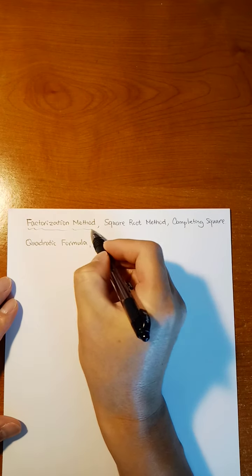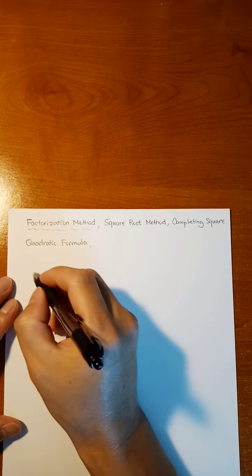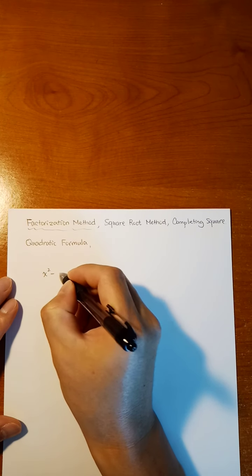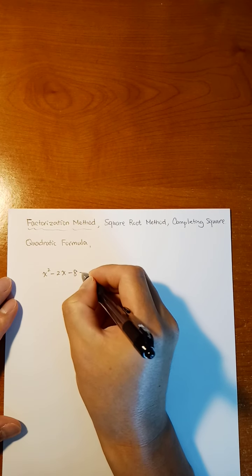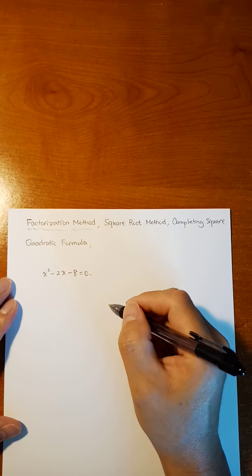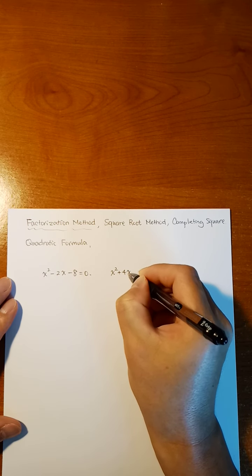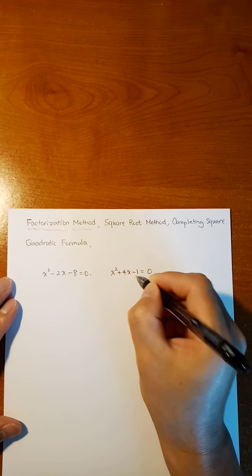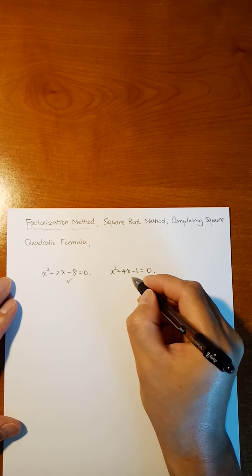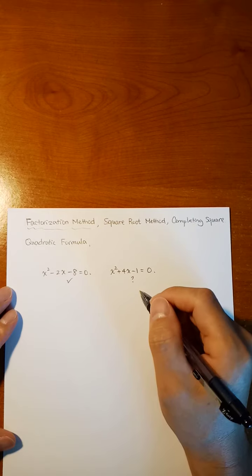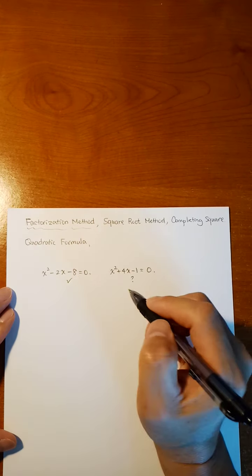The factorization method is a tricky one. For example, if you have x squared minus 2x minus 8 equal to 0, you can factor it. But if you have x squared plus 4x minus 1, you cannot factor it. This one is good for factorization. This one is not good for factorization. It's not designed for that method. So this is a tricky method.